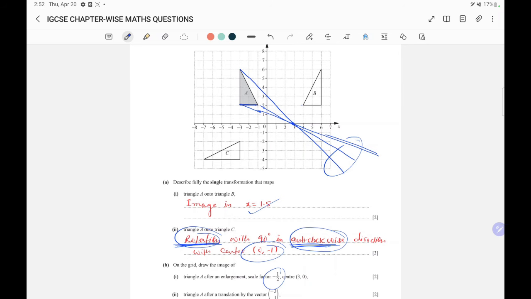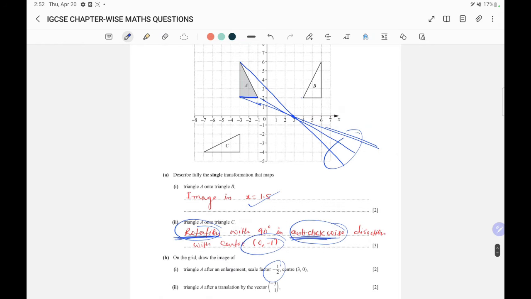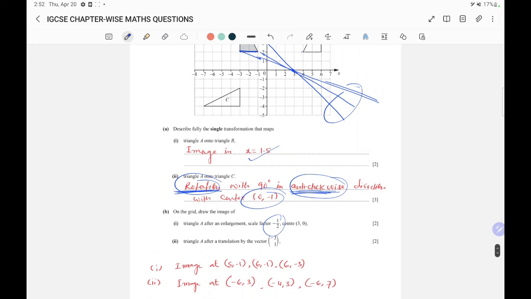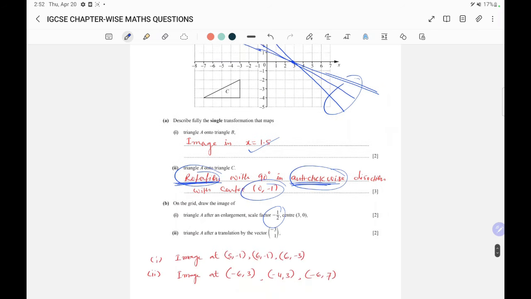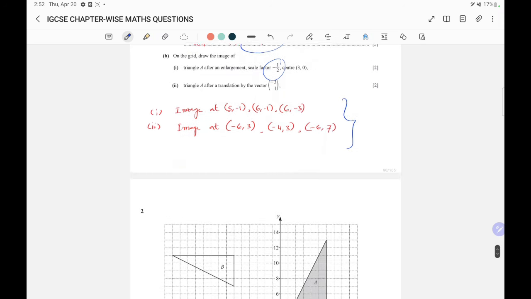Tracing paper especially for rotation, otherwise the rest of the questions like translation or enlargement, you can find with the help of ruler and pencil. Triangle A after translation by vector -3, 1. So -3, 1, 2, 3, right? So you will get this vector and 1 unit above. So here you will get this kind of vector. I have already written it, just you can find your answers and verify here.